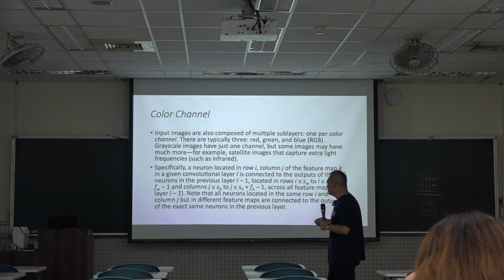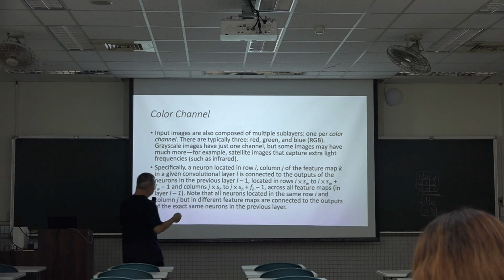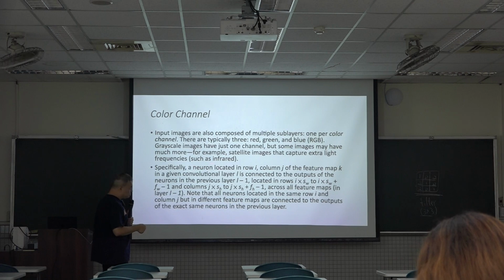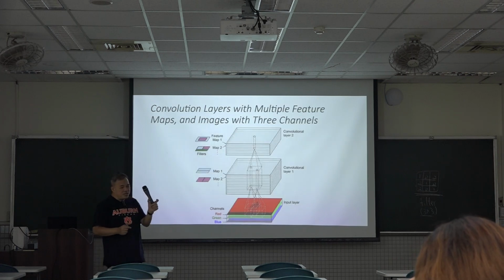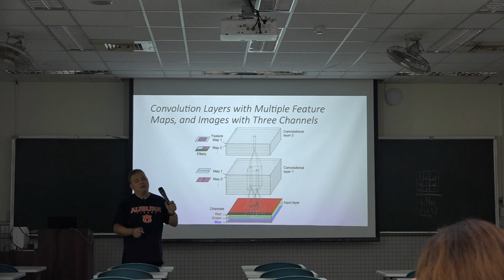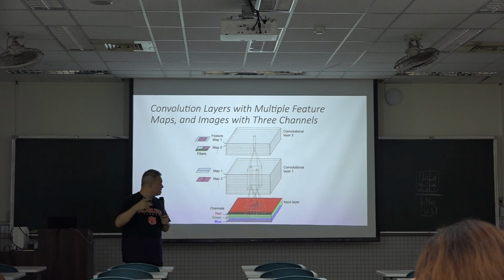So I already talked about color channels. Input images are also composed of multiple sublayers, one per color channel. So specifically, because now we have not only the width, the height, the stride, but also the layers, because the feature map has multiple layers.